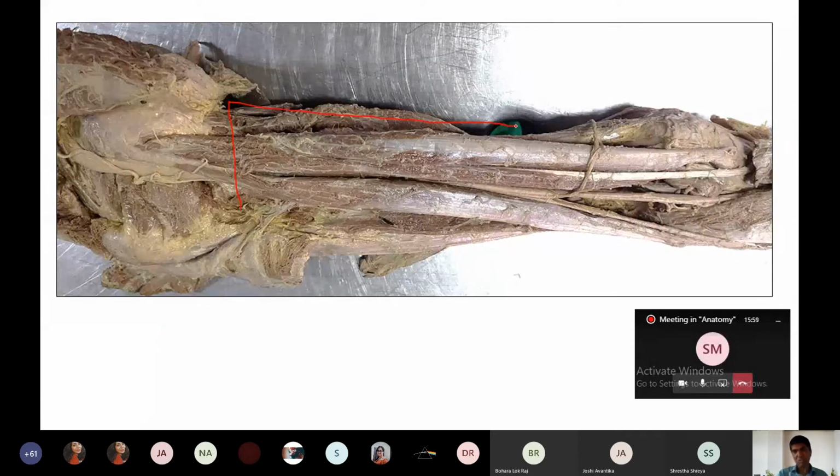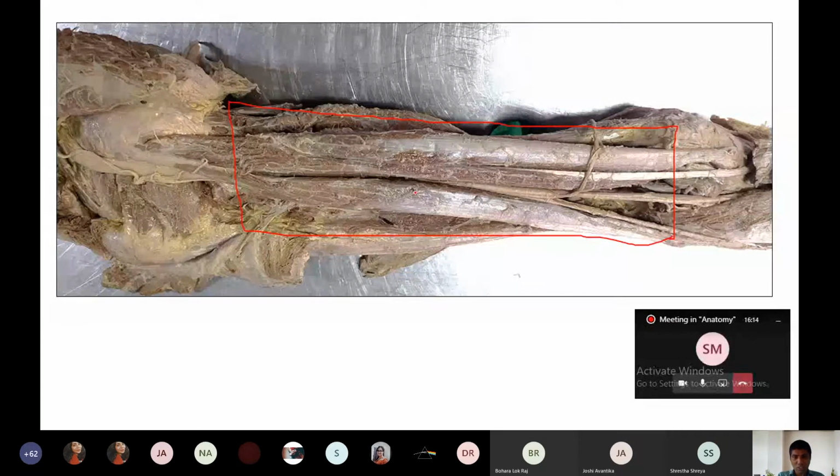See here, till which part? Till the knee joint. Till the knee joint is the back of the thigh. So all these structures are the structures of the back of the thigh. And in this region, you can see muscles, nerves, and vessels.